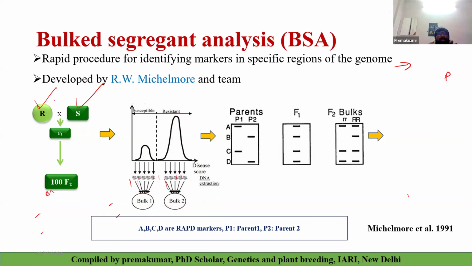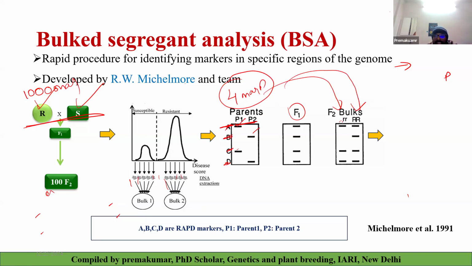For example, first you take 1000 markers and run them between the two parents. You get nearly polymorphic markers like this. See, markers A, B, C, D are polymorphic. Here 4 markers are polymorphic between the parents. Use these 4 polymorphic markers between the bulks. You run in F1 also, nothing will happen. Between the bulks, see, these are the resistant bulks. And in parents, 4 are polymorphic.